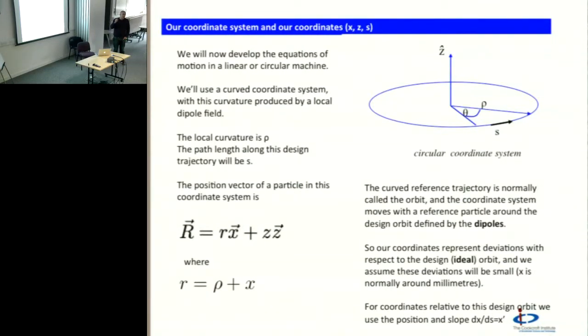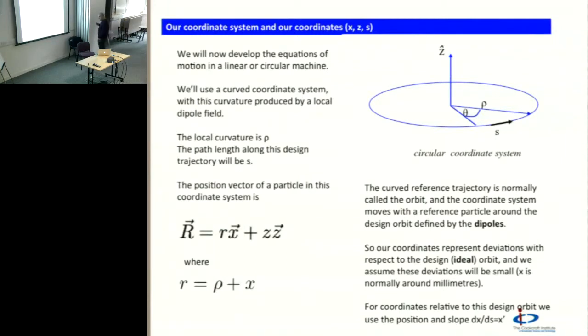So vector x dot is non-zero. That's something we tell our first years at university and still confuses them. So I'll tell you about it. The curved reference trajectory is called the orbit, and the coordinate system moves with the reference particle along the design orbit defined by the dipoles.